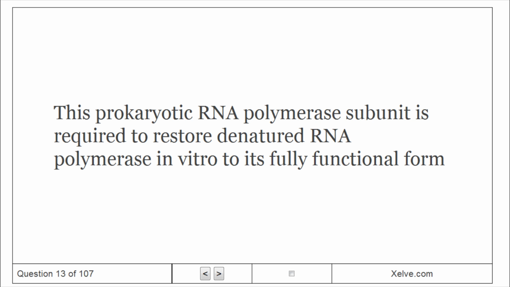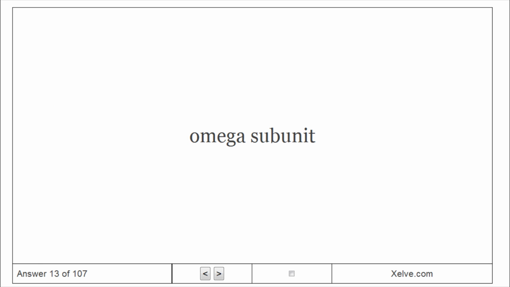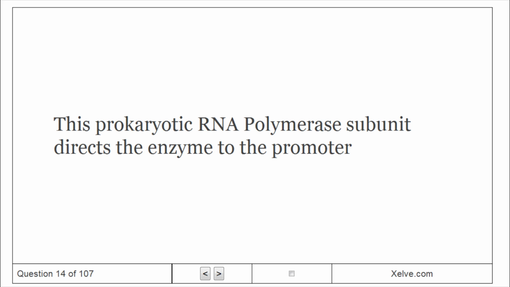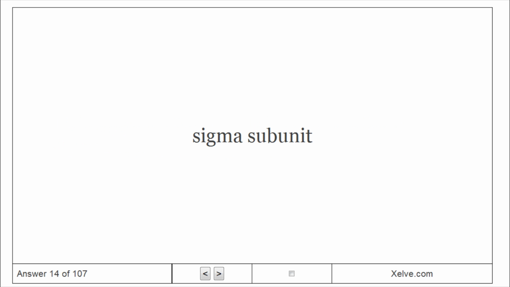This prokaryotic RNA polymerase subunit is required to restore denatured RNA polymerase in vitro to its fully functional form. Omega subunit. This prokaryotic RNA polymerase subunit directs the enzyme to the promoter. Sigma subunit.